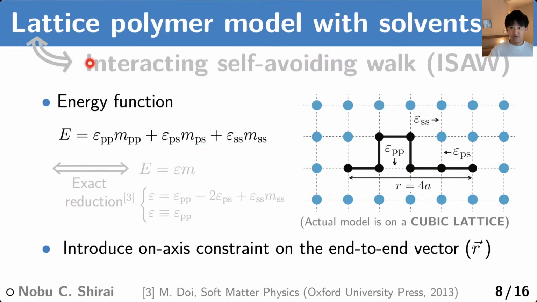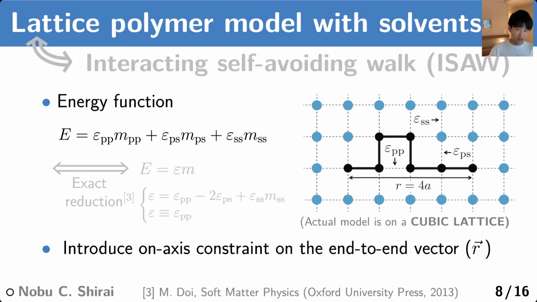So this is the model we used, a lattice polymer model with solvents. Here is the lattice polymer chain, which is defined by a self-avoiding walk, with solvent molecules. Those light blue circles are solvent molecules, and there are three interaction parameters: epsilon pp, epsilon ss, and epsilon ps. They depend on the neighboring pairs of the circles.